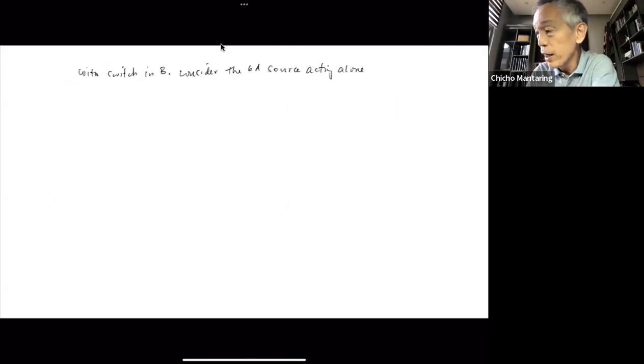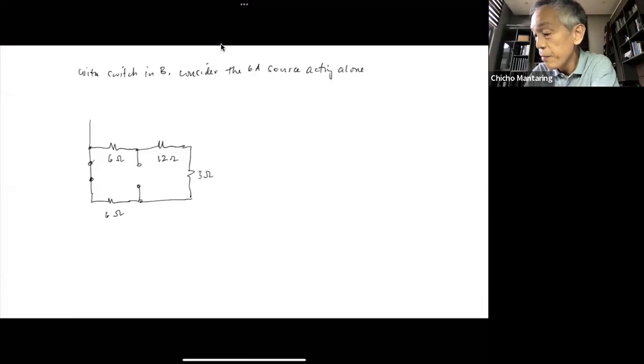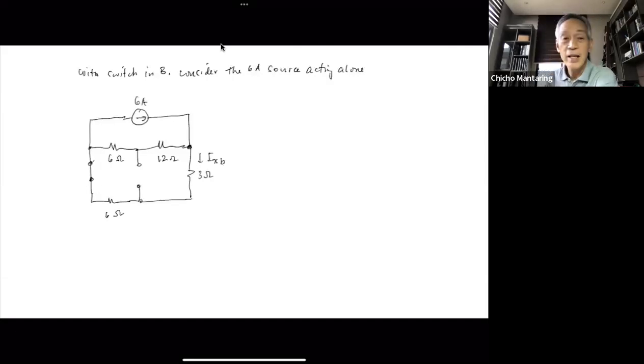So I'm going to have a short here. This is my voltage source. Then I have my 6 ohms here, my 6 ohms here, and this is now open. I have my 12 ohms here, I have my 3 ohms here, and then I have my 6 ampere source here connected now this way. That's now with the 6 ampere source acting alone. What I want to compute for is I_xB. Earlier I_xA, now I_xB. What tool can we use to compute for I_xB? What technique? We used it earlier too.